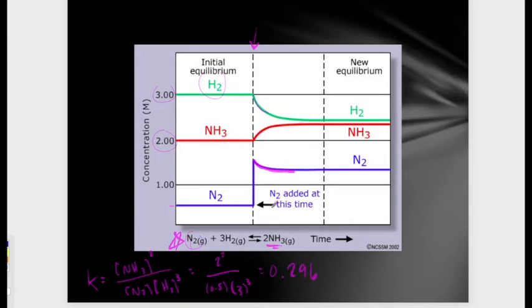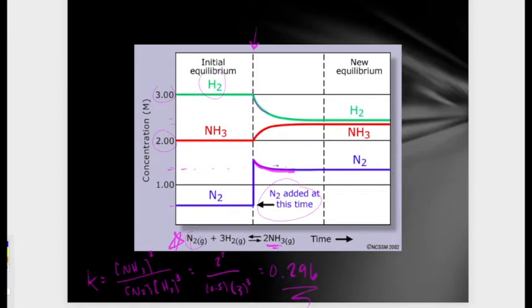Okay? We can see that the new equilibrium that's been reached, because we haven't changed the temperature, the K value should be exactly the same. This is going to be a little bit difficult to calculate because we can't quite see what these values are, but if you do calculate that, you should get the exact same answer. Le Chatelier's principle: we added excess reactant, and the system responded by consuming reactants and making products until it reached equilibrium again.